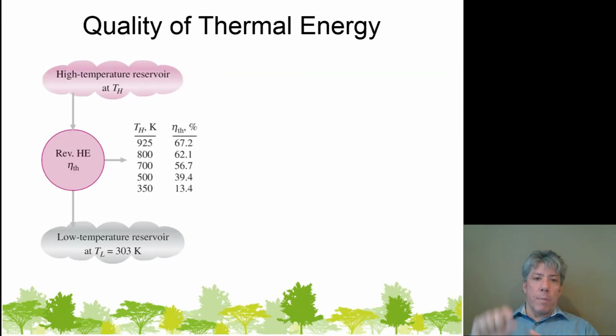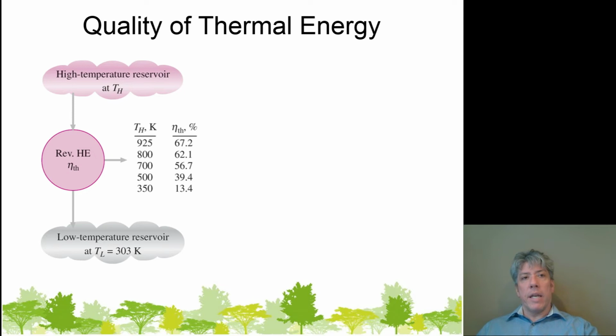So the farther apart we can have those two thermal energy reservoirs, the better, because look, if we vary the high temperature reservoir's temperature, you can see that the thermal efficiency goes up as the temperature goes up, given a constant low temperature reservoir. And usually the most common thermal energy reservoir we use for ejecting waste heat is the atmosphere.